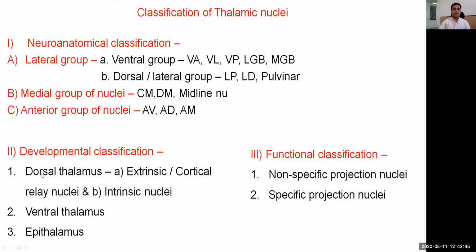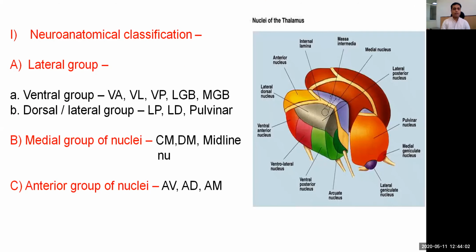Developmental classification has three varieties: dorsal thalamus, which includes extrinsic or cortical relay nuclei and the intrinsic nuclei, then ventral thalamus and epithalamus. Functional classification again has two varieties: non-specific projection nuclei and specific projection nuclei. Let us see them one by one. Neuroanatomical classification: the lateral group, as we have studied, has the ventral group as well as the dorsal or lateral group. This is the location of the nuclei.